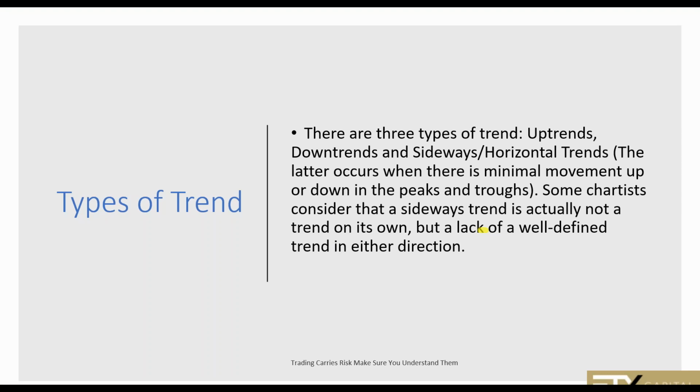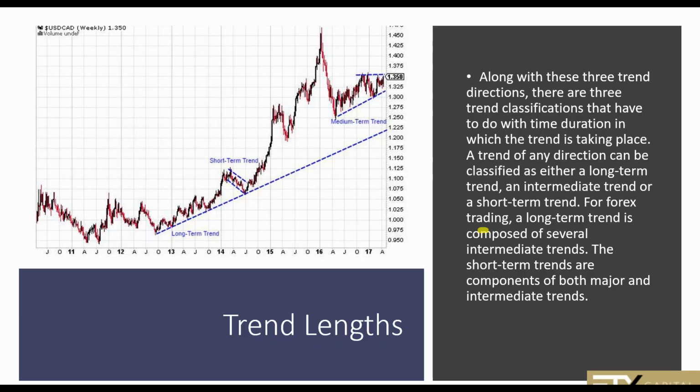That will tell you that price is trending up or down. So remember, there are three types of trends: uptrends, downtrends, and horizontal trends. Along with these three trend directions, there are three trend classifications that have to do with time duration in which the trend is taking place. A trend of any direction can be classified either as a long term, an intermediary term, and a short term. Okay.